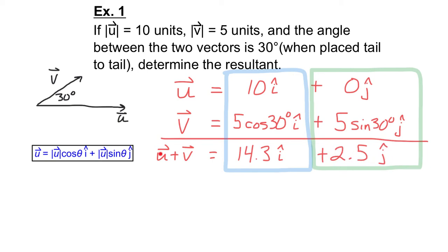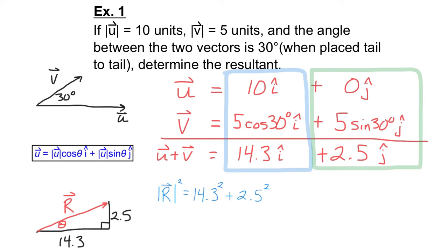Okay, so my resultant, u plus v, is equal to 14.3 i hat plus 2.5 j hat. So I have the x component and the y component. Now that I know my x component and my y component, I can make a little triangle, and I can figure out the magnitude of my resultant, and I can figure out the angle for direction.